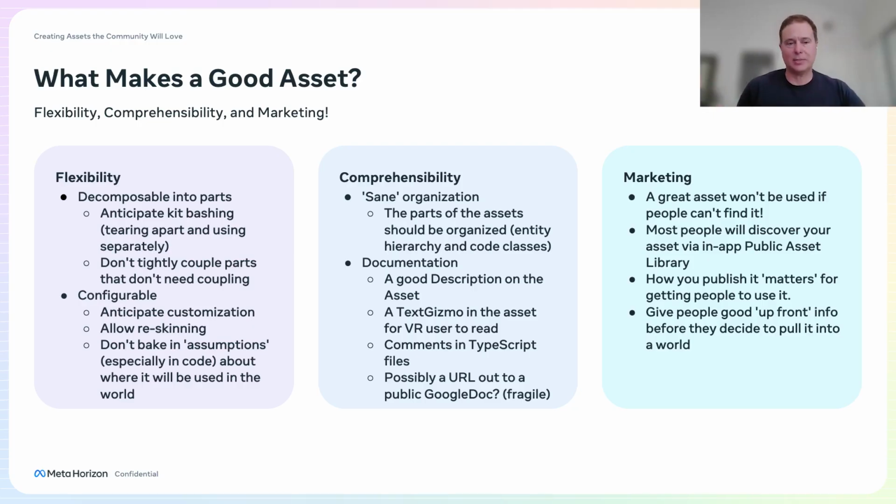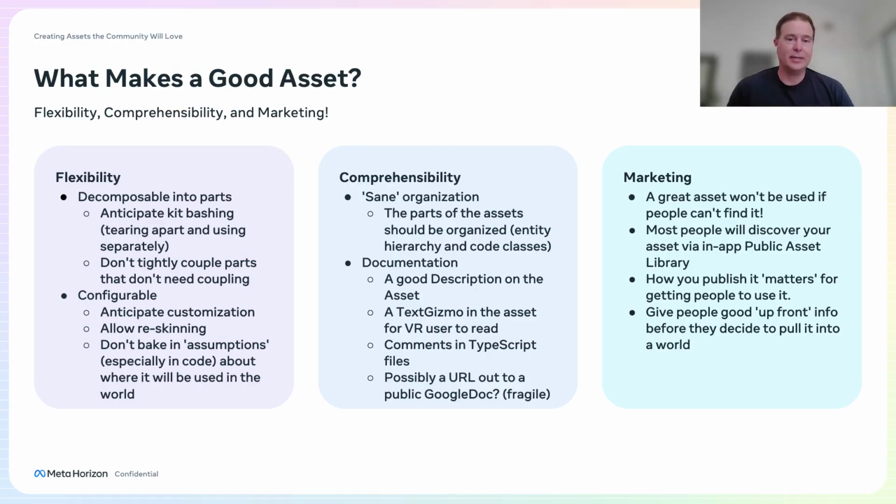You don't want to bake those kinds of assumptions into your code where people can't move your asset around or use it in slightly different ways than you built it. Usually a good way to check that is, after you've built your asset, move it somewhere, rotate it, do something with it. Does it still work? Then good.